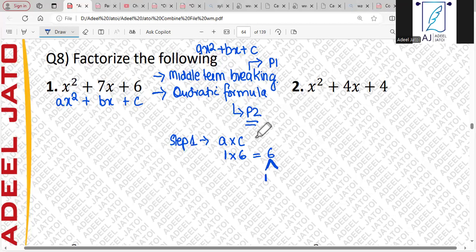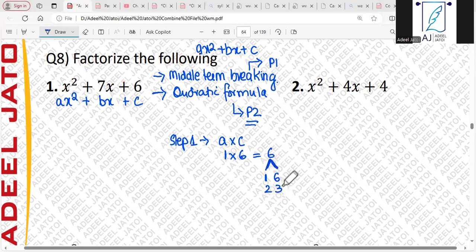We have 1 multiplied by 6 is 6, and 2 multiplied by 3 is 6. So these are the two pairs of factors, and both give me 6. The first step of middle term breaking is that A is 1, so 1 multiplied by C, that means 1 multiplied by 6, will be 6. And then we take out the factors 1 and 6, 2 and 3.